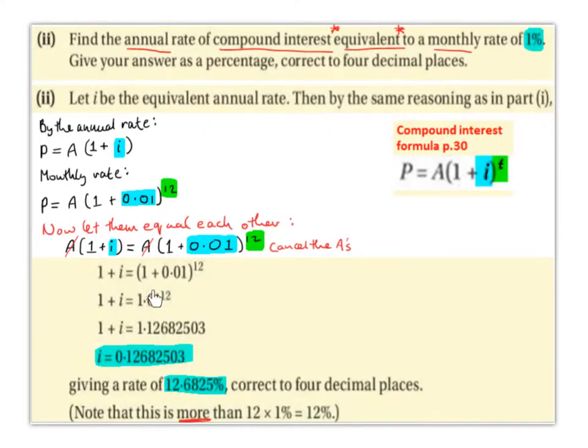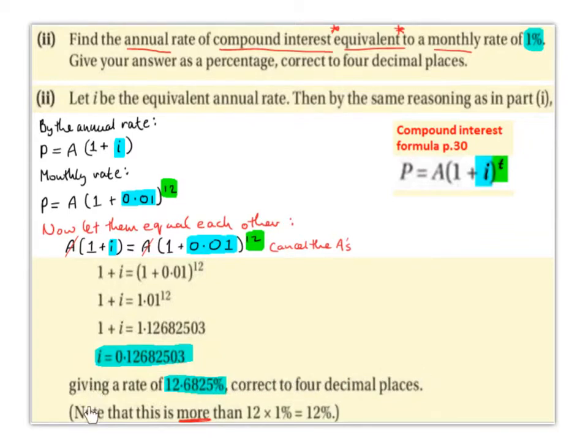And 1.01 to the power of 12 is 1.12682503. We bring the 1 over the equal sign, it becomes minus 1. So we're left with 0.12685203. So here we have our interest rate as a decimal, but remember we want a percentage to 4 decimal places. So it gives us a rate of 12.6825%, correct to 4 decimal places.